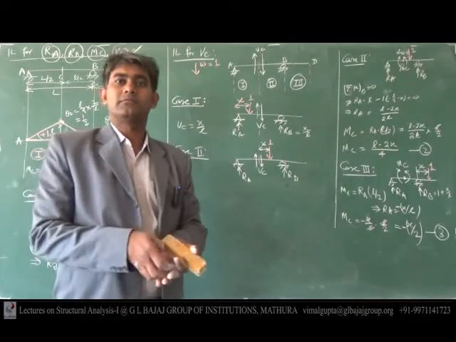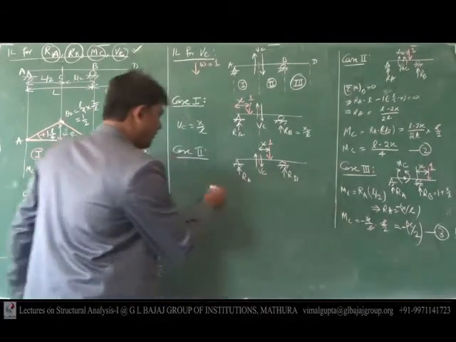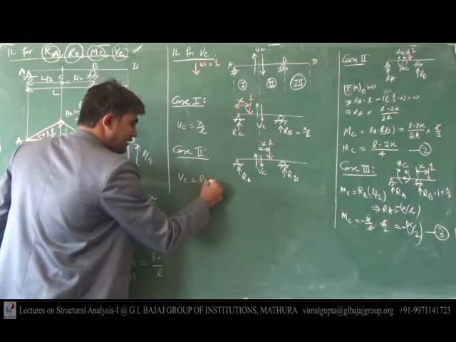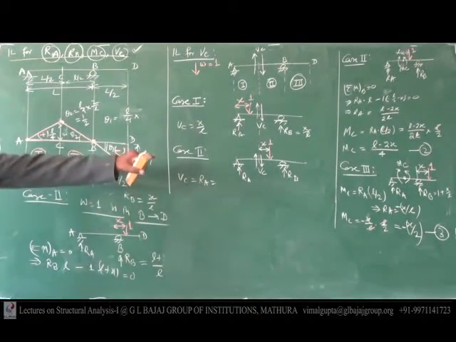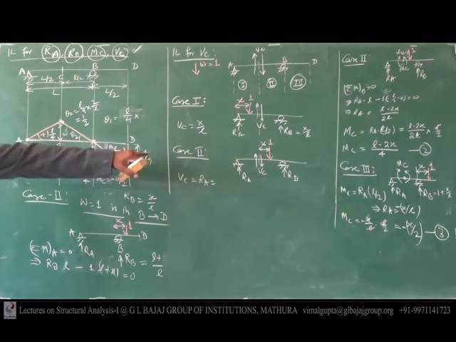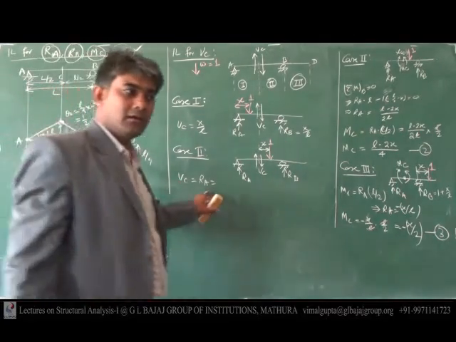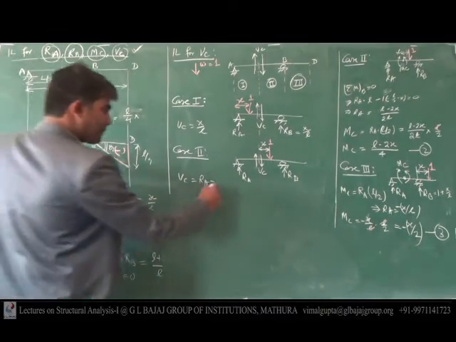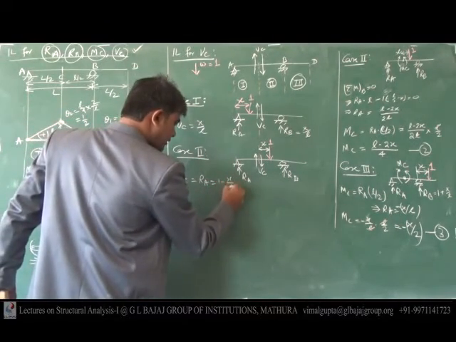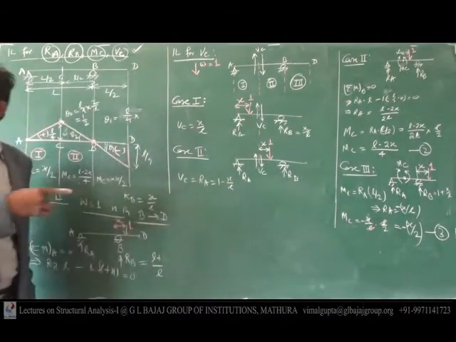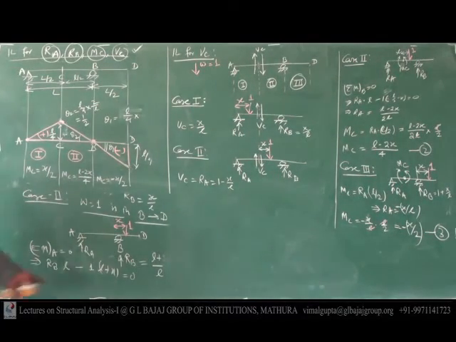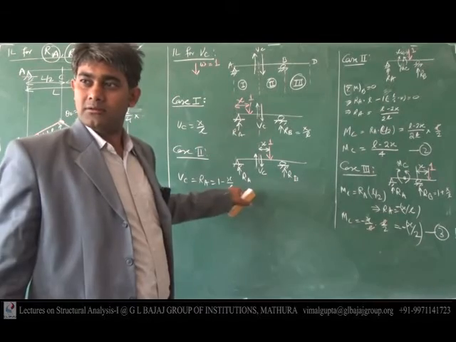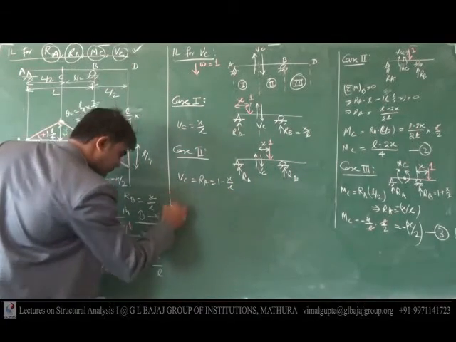So value of VC for this case is RA, and you know what is the value of RA? You have calculated that. How much is that value of RA? 1 minus x by L. Is it the same thing? Correct?